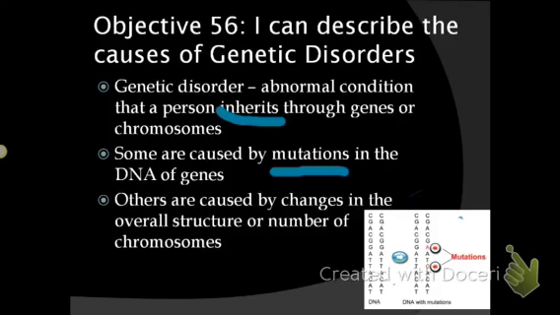Okay? Other times, genetic disorders are caused by changes in the overall structure or number of chromosomes. So Down syndrome is a good example. We're going to talk about that in a few minutes.